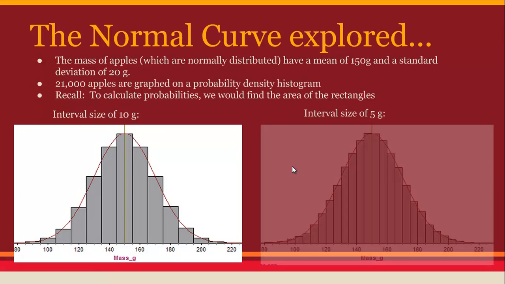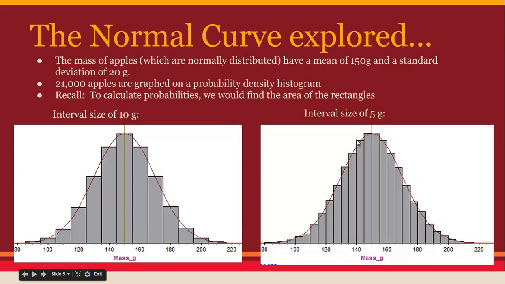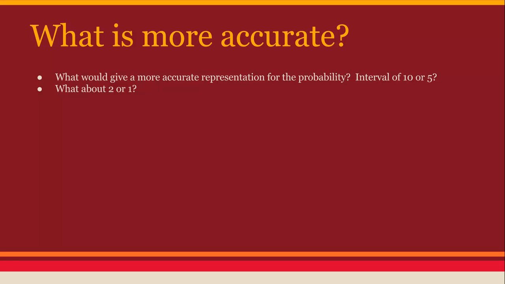If we use an interval size of 5, it closes the gaps down, and you can see that we actually do get a little bit more accurate. Your rectangles are a lot more numerous, and like we saw in the last unit, the more rectangles we have, the more accurate we can calculate the probability. An interval size of 5 gives a more accurate representation than 10. A better question is 2 or 1.